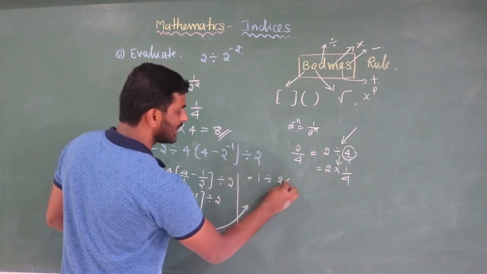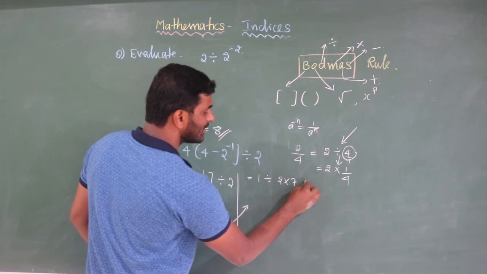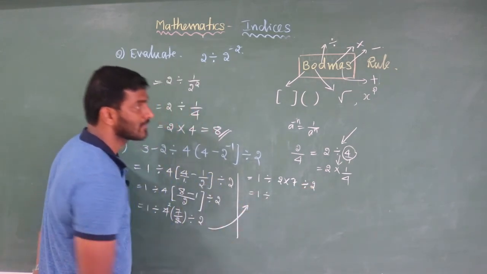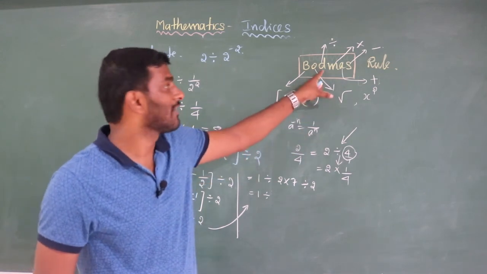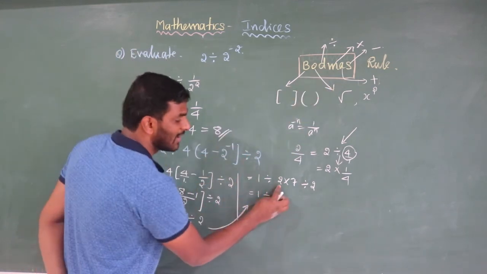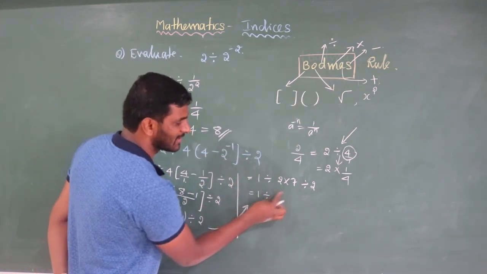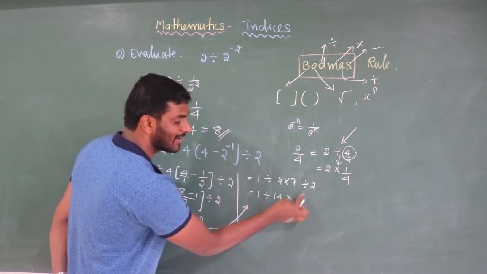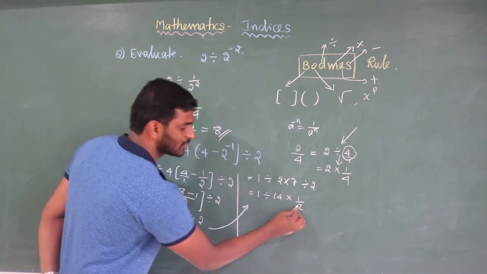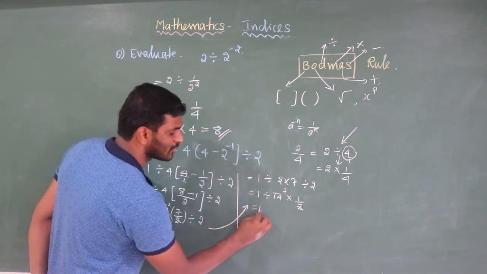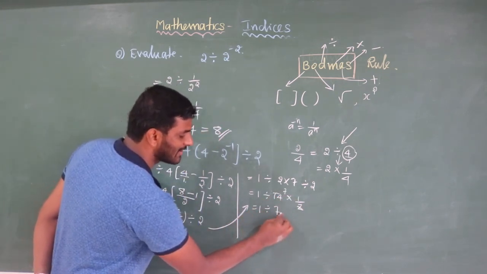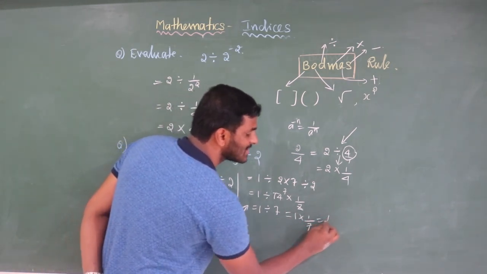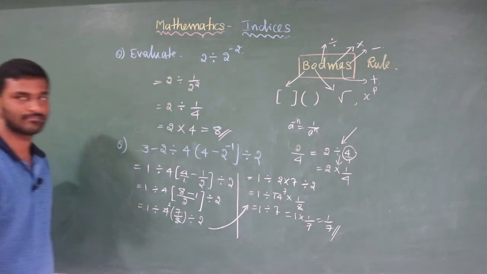Hence, that is equal to 1 divided by, so there is 2 into 7 and divided by again 2. Correct? So first we need to take the division. After that, the next one. But we can multiply here. So 2 into 7 is 14. 14 into, divided by 2, that is 14 into 1 by 2. So 2 ones are 2, 2 sevens are 14. So that is equal to 1 divided by 7. This one we can also write as 1 into 1 by 7. Hence the answer is 1 by 7.